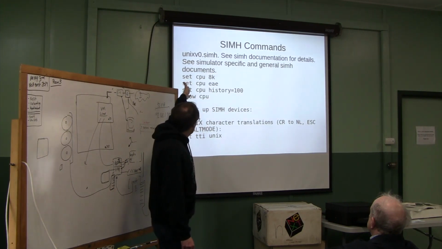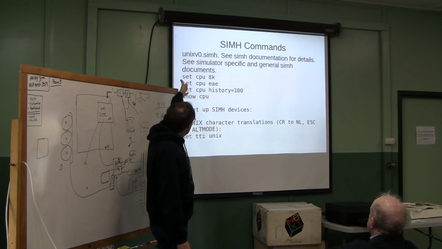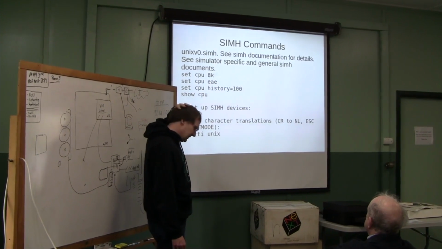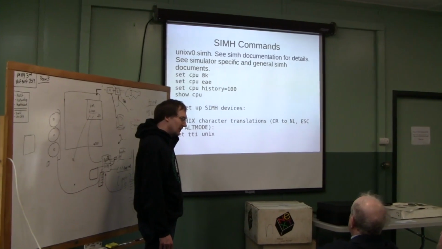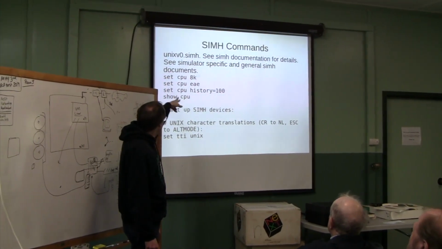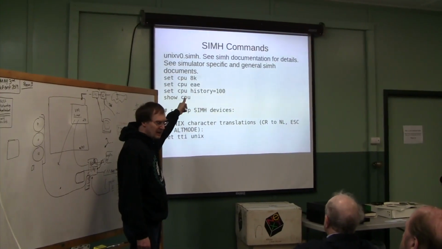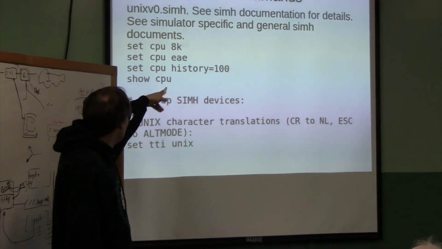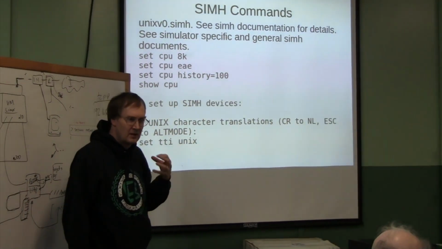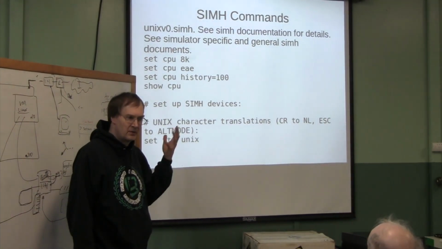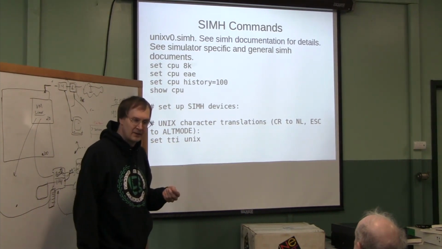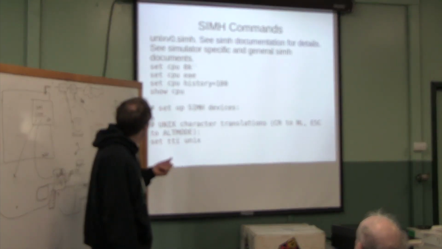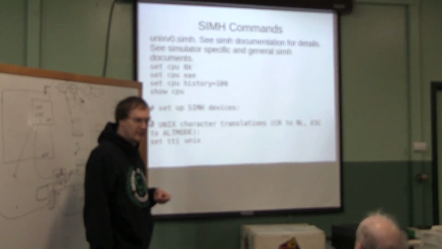We're setting the CPU to have 8K of memory. I don't remember what the maximum memory is on a PDP-7. It's expected somewhere like 32K words. We turn on the extended arithmetic element, which is some extra math instructions. The CPU history is just a debugging tool. It keeps the last 100 instructions executed, so whenever you halt, you can go back and see what the last 100 instructions were. And show CPU just shows you what the configuration is.